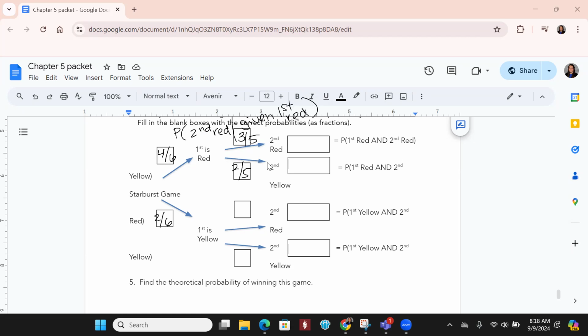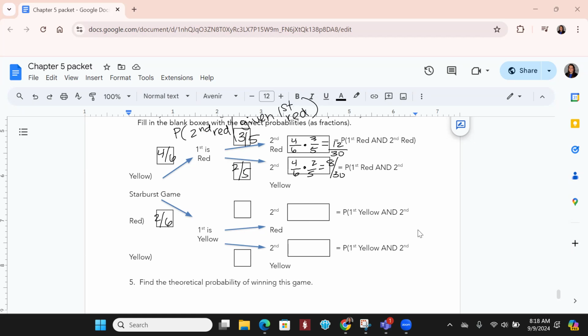So let's see the probability of this happening, where the first is red and the second is red and we didn't replace. Well, we would take 4 out of 6 and multiply it by 3 out of 5. And that would give me 12 out of 30. On this one, we would have 4 out of 6 times 2 out of 5, and that would give us 8 out of 30.